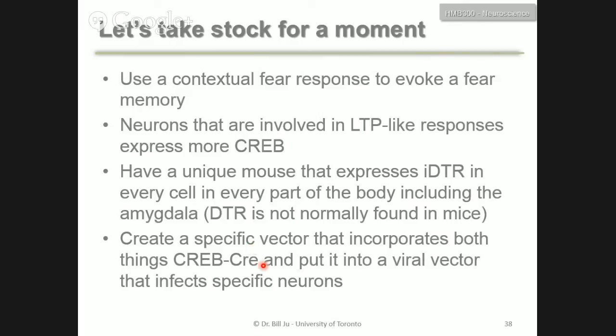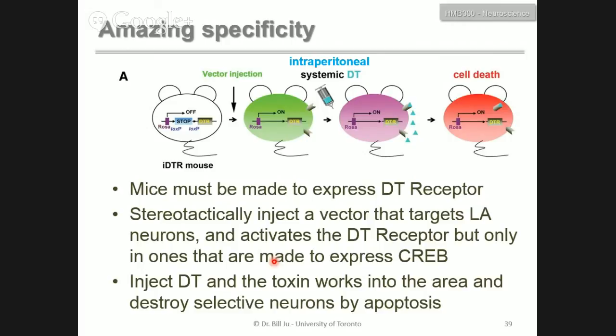So what you can do is you can go in and create a specific vector that incorporates things like CREB with Cre. So we've seen a rabies virus or pseudo-rabies virus that incorporated Cre, and now we can actually attach CREB with Cre recombinase. Keep this in mind as we start thinking about how you can use Cre recombinase in a number of different situations. And think about why we might need Cre recombinase in a few slides, or in this slide, never mind.